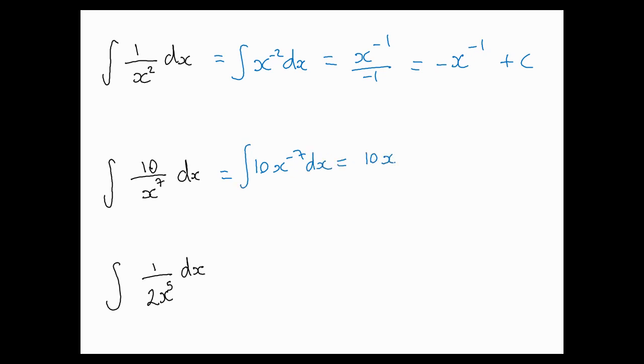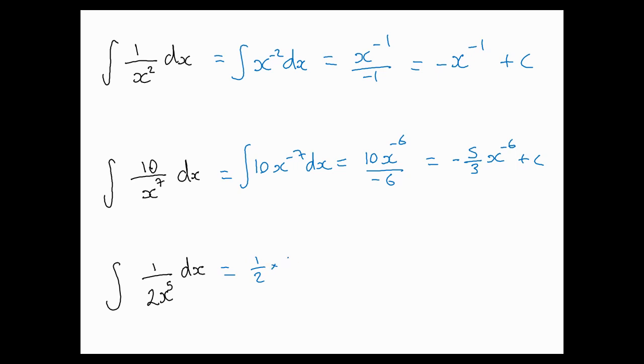Again, adding the same rule, adding 1 to the power becomes minus 6, divided by the new power, and that will simplify to, well, you can divide both top and bottom by 2, and that's minus 5 over 3, x to the power of minus 6, and we put the plus c. Let's keep going, guys. This next one looks a bit weird.